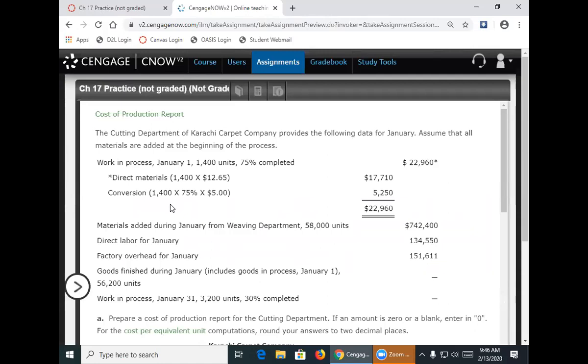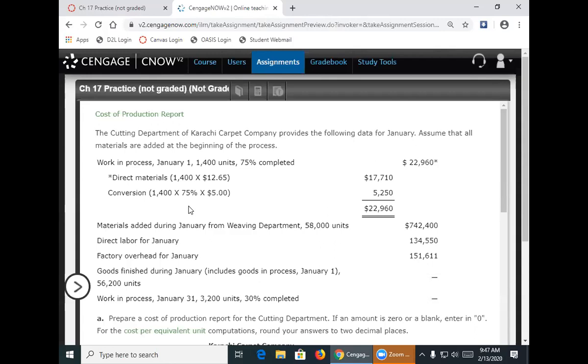We want to find out our cost to assign to beginning inventory, what was started and completed in the period, and ending inventory. Okay. So they tell us the cutting department of Karachi Carpet Company provided the following data for January. Assume that all materials are added at the beginning of the process. So materials are 100% complete at the beginning. So work in process January 1, we have 1,400 units that are 75% completed, and they give us our total cost. They give us direct materials. These are the actual costs that we paid. Okay, just FYI. So direct materials and conversion. And that's how we're getting that total work in process cost.